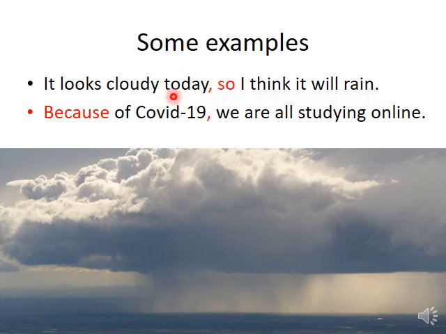And here is the word that we use to join the cause with the effect. In this case, it's so. Here it's slightly different. The sentence starts with a because. Because of COVID-19, again, the cause, we are all studying online, the effect. You could reverse this. You can have the effect first, actually. You can say, we are all studying online because of COVID-19.